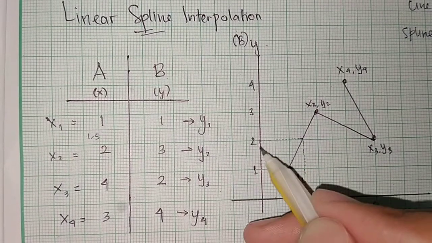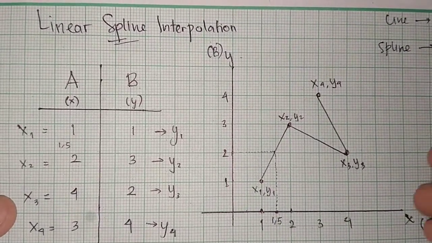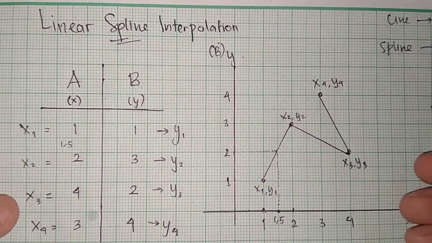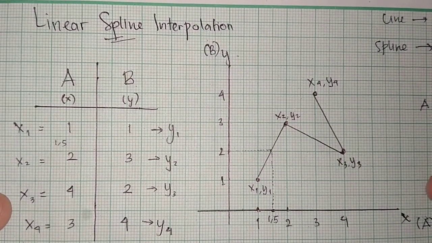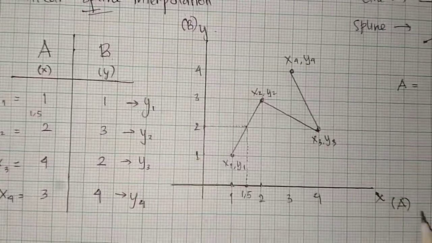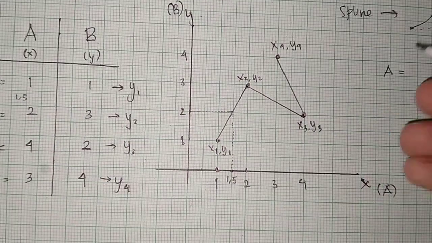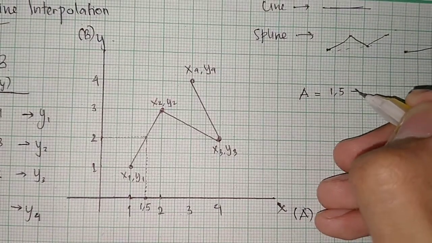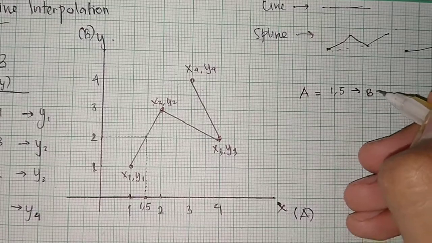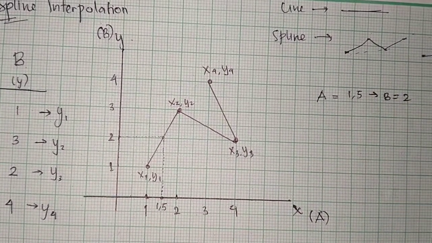Yep, we get 2. So when the value of a, or x, is equal to 1.5, then the value of p will approximately be 2. Okay, no problem, right?